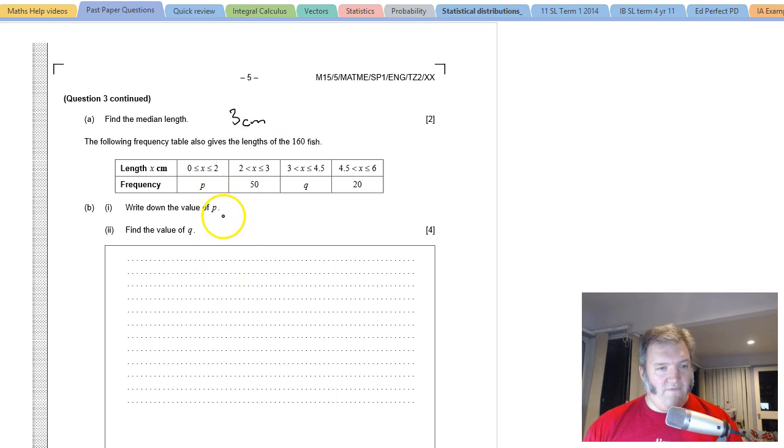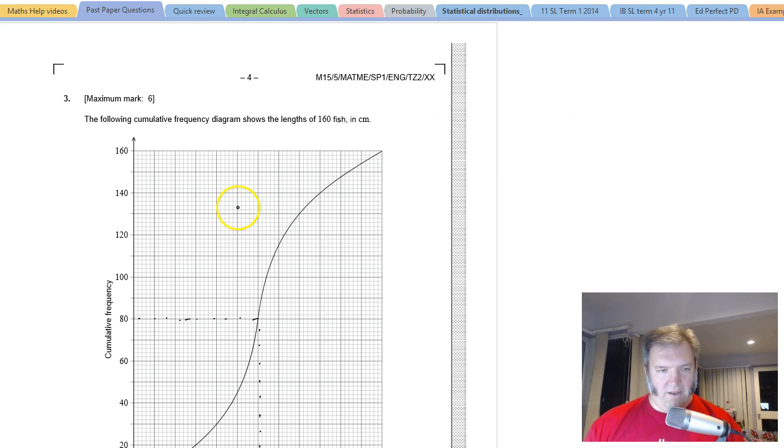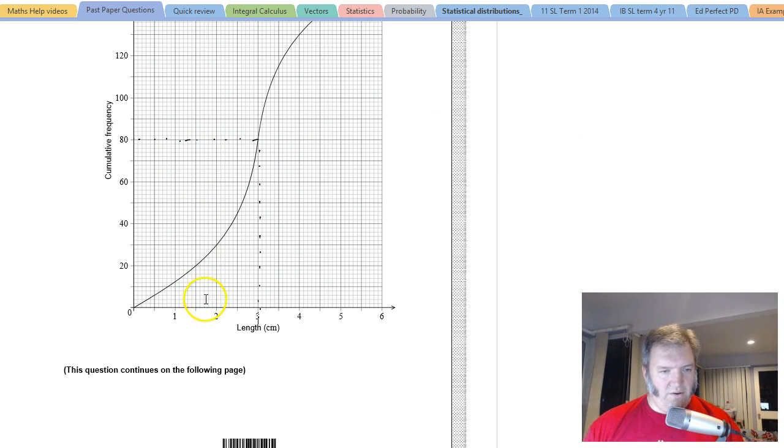Next, write down the value of P. This is the number that measured between 0 and 2. So we go back and have a look here in our diagram between 0 and 2 centimetres. This time we're going from 2 centimetres up. You can see that value there, if we trace it across, is 30. So, again, pretty straightforward there.